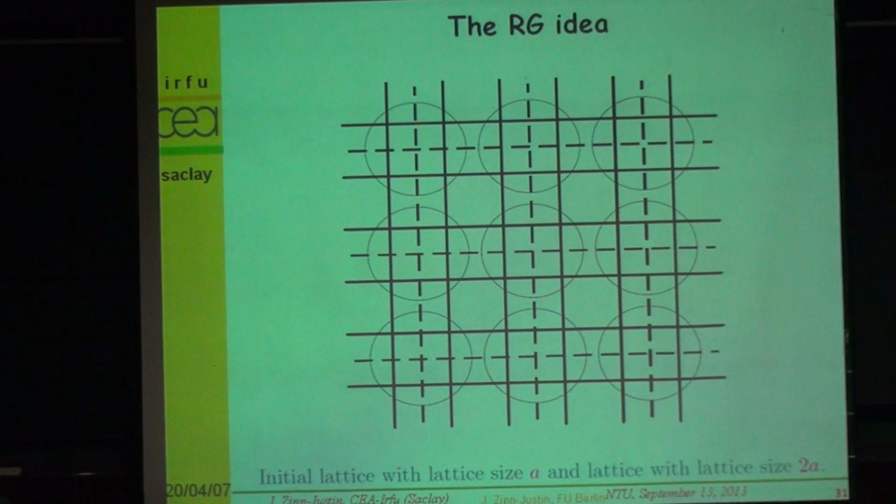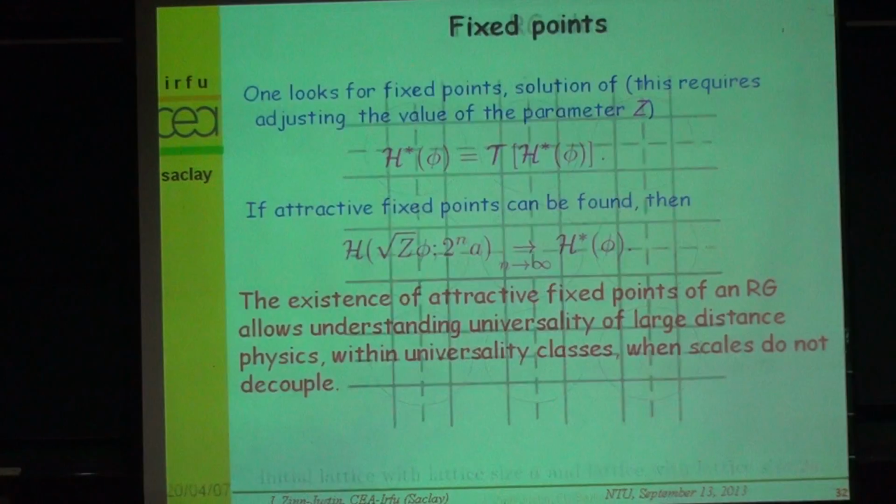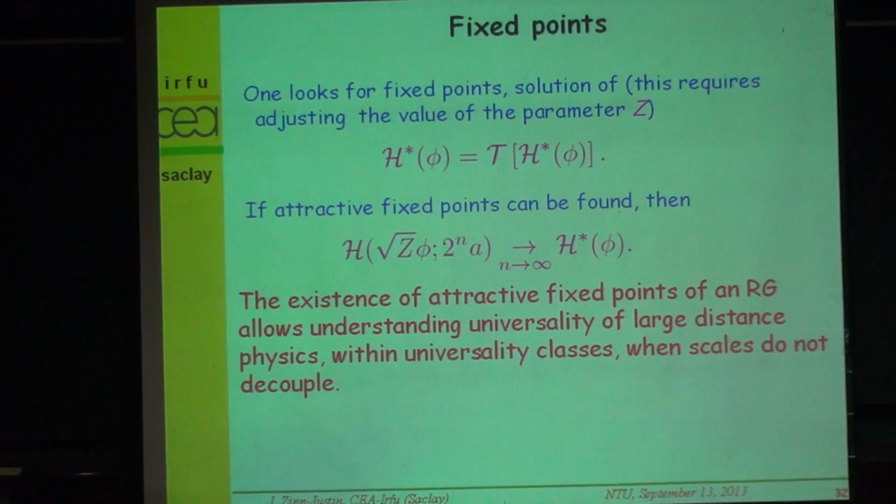This is what they would call a renormalization group, which means an effective Hamiltonian with spins on a double scale, and eventually on the scale two to the n times the initial scale. And when the number of iterations becomes large, you flow to a fixed Hamiltonian, a fixed point of this transformation. Then, by the existence of an attractive fixed point of this renormalization group, which looks very different, as I said, from the quantum field renormalization group, you understand the universality classes, because you understand that slowly this process is filtering. It's a filtering process where only a few properties survive and the rest essentially is integrated out, even when scales do not decouple.